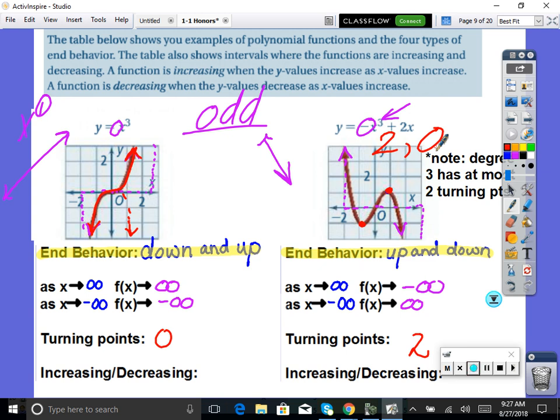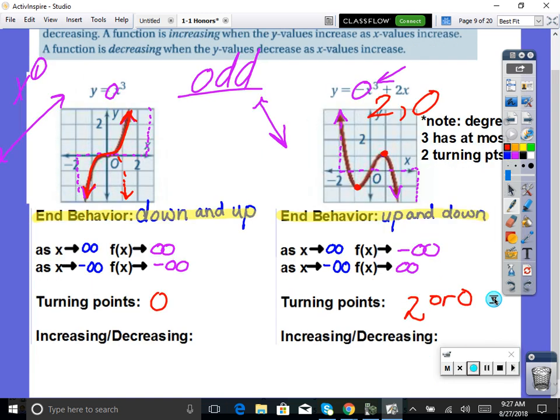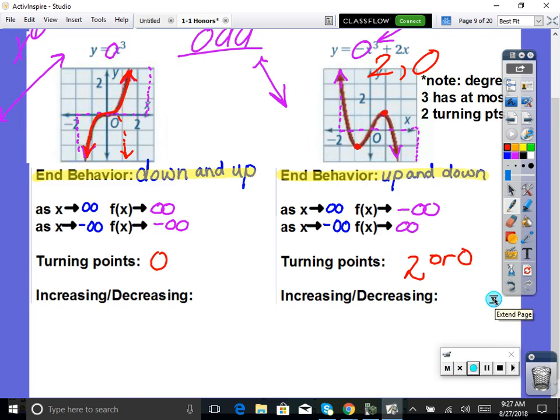Just the same idea. So our increasing interval from here, this is strictly increasing. So right here we'd say 2 or 0 turning points. Yes, it actually has 2, but I'm listing out possible number of turning points. All right, here we're increasing from negative infinity to infinity. It's always x values. That's all we care about. So it's strictly increasing.